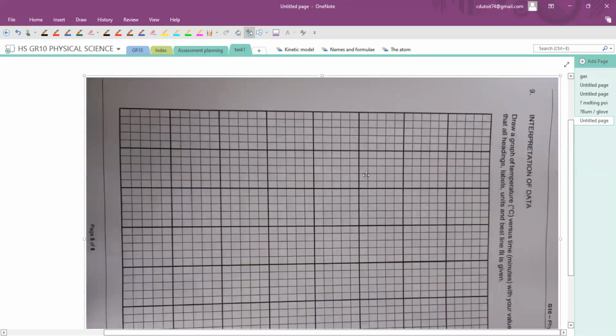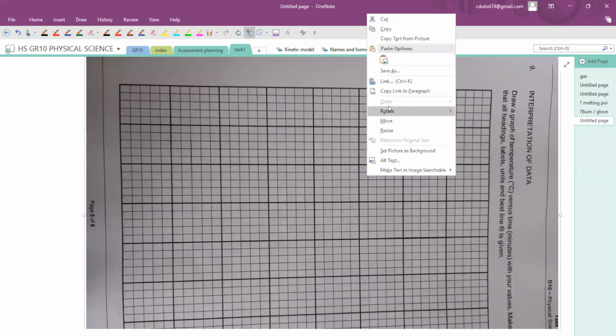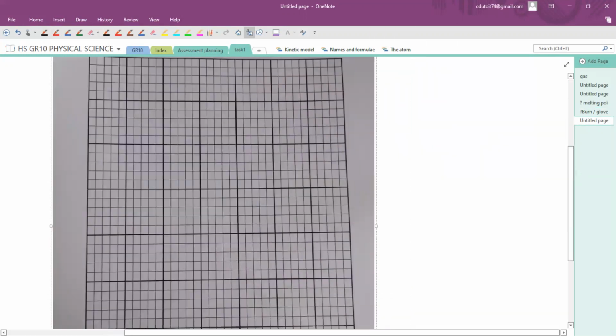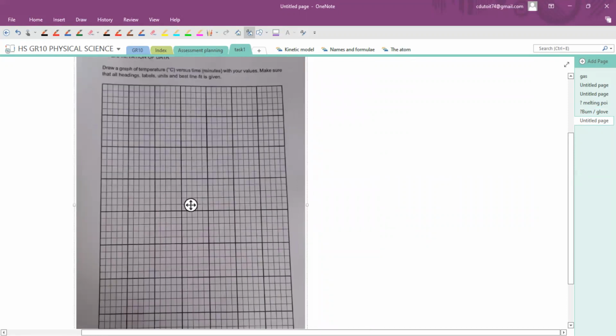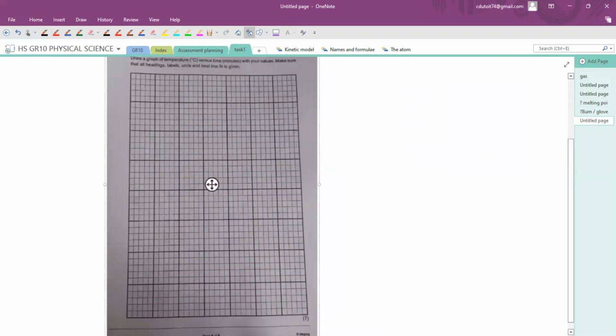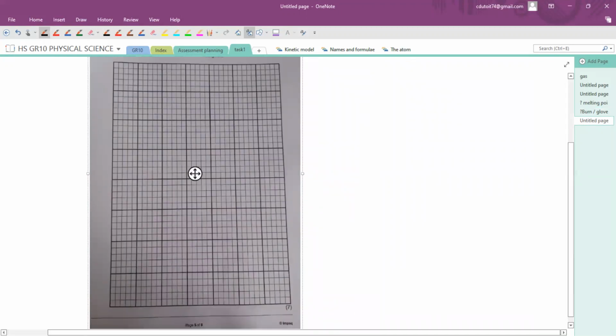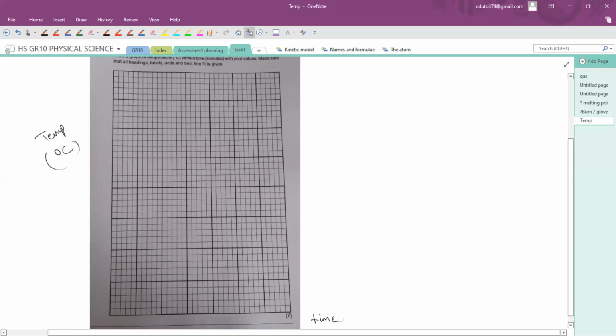Okay, this is a graph. This is another problem you have. You'll have to draw a graph of temperature versus time on your values. Make sure that all headings and labels of units are given, and the best fit line. They're going to give you this graph paper, and you're going to do the time on the x-axis and the temperature in degrees Celsius on the y-axis. Every 2 minutes is probably going to be one of those lines. So you're going to make a dot there, and you're going to make a best fitting line.